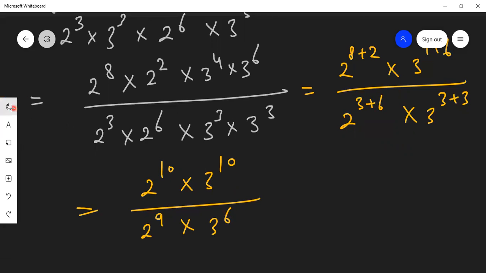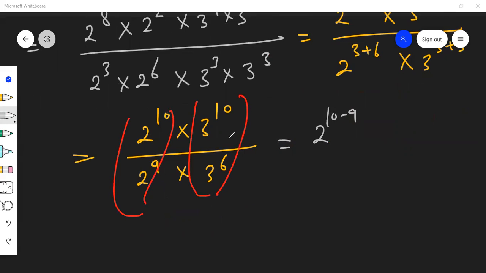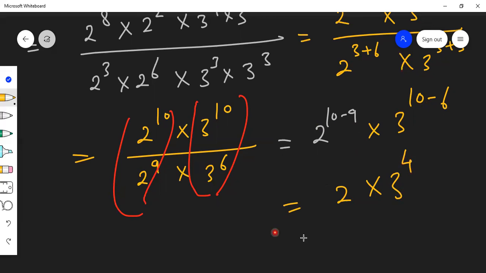Now we can clearly see we have 2 to power 10 divided by 2 to power 9. If we consider this part of our expression, this can be written as 2 to power 10 minus 9. And the second part, 3 power something, can be written as 3 to power 10 minus 6. How much is this? 2 to power 10 minus 9 means 2 to power 1, and into 3 to power 10 minus 6 means 3 to power 4.